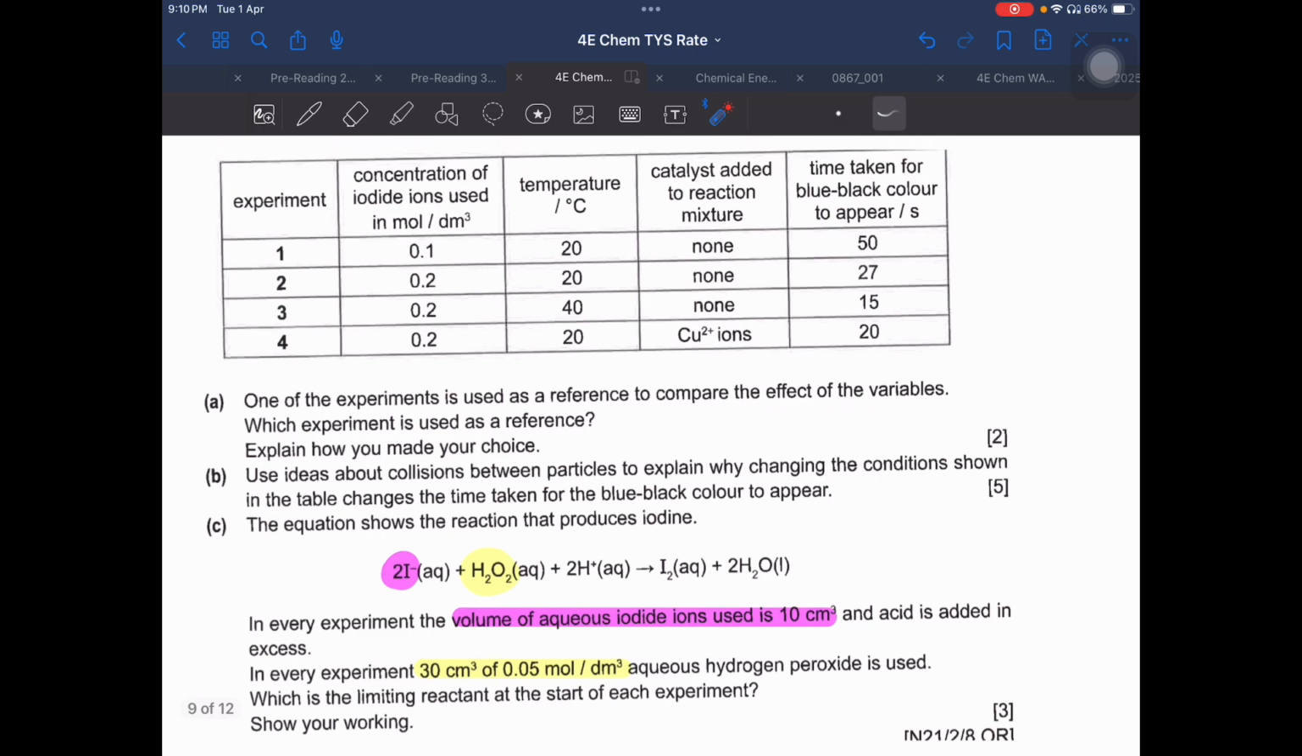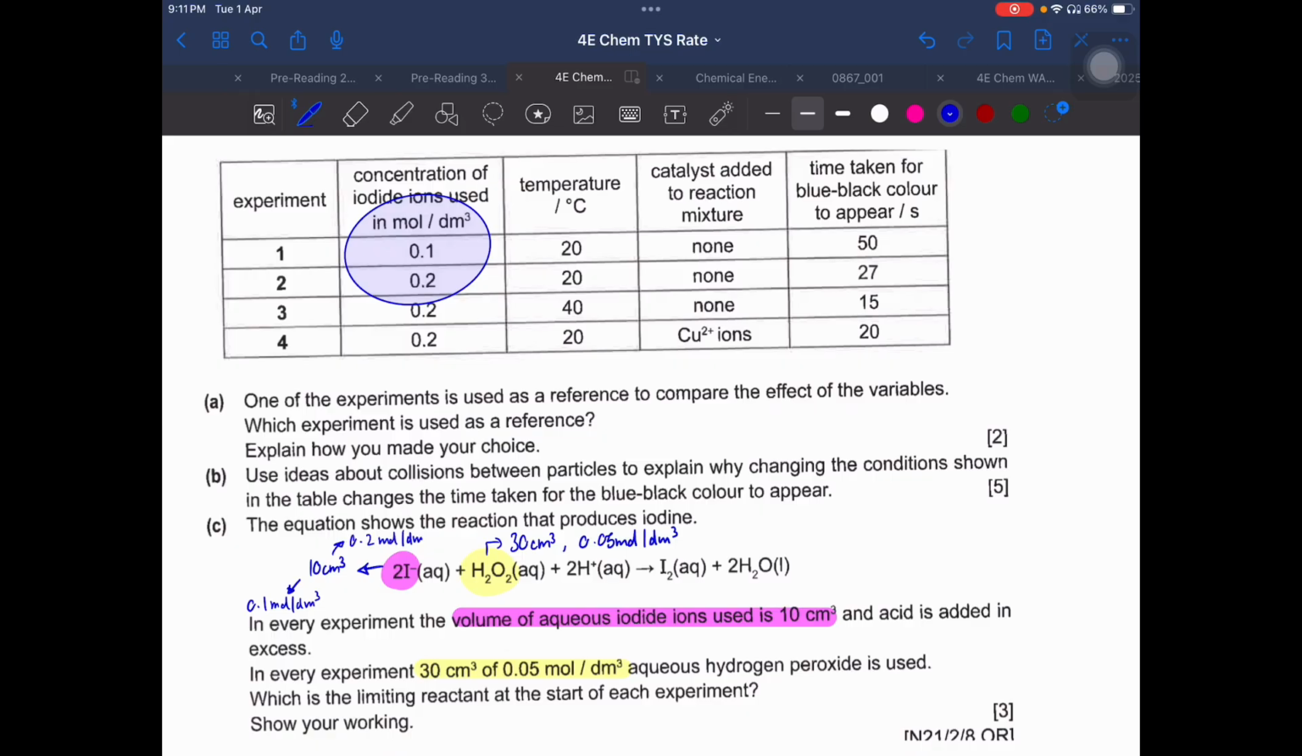Now, what the question is trying to get us to think about. First and foremost, remember that in every mole concept question, you know that this is a mole calculation question. If you read the information, they're telling you that there's 30 cm3 of hydrogen peroxide at a concentration of 0.05 mol per dm3. As for the iodide, each time they are using 10 cm3, but in terms of the concentration, there are two concentrations the question is talking about. One is 0.1, the other is 0.2. So it could either be a concentration of 0.1 mol per dm3 or a concentration of 0.2 mol per dm3.